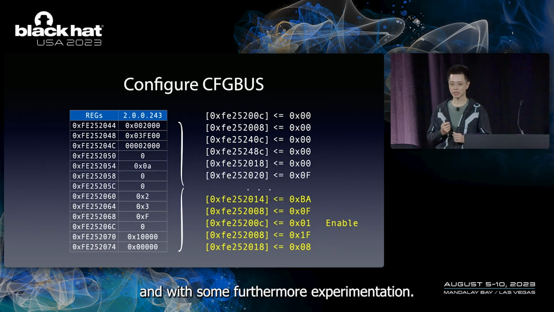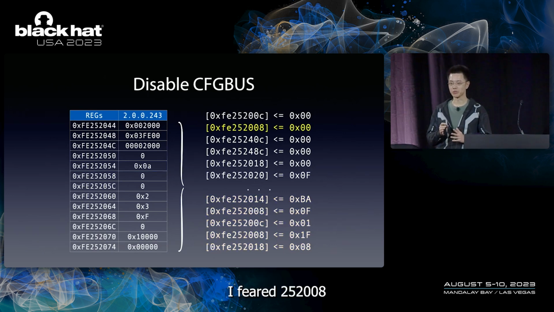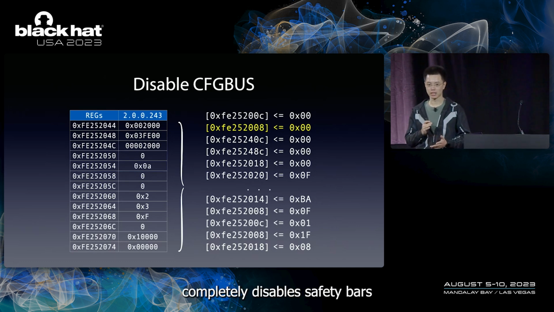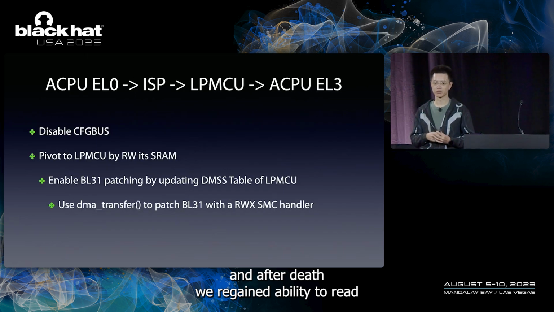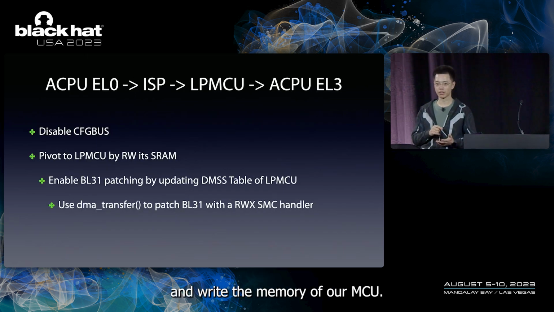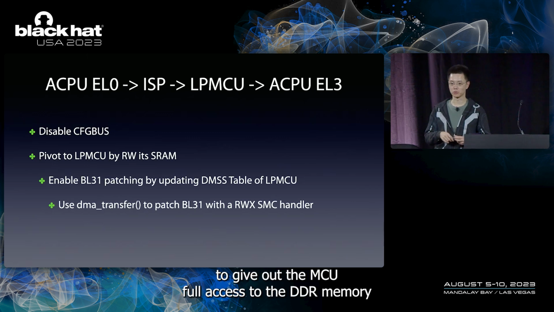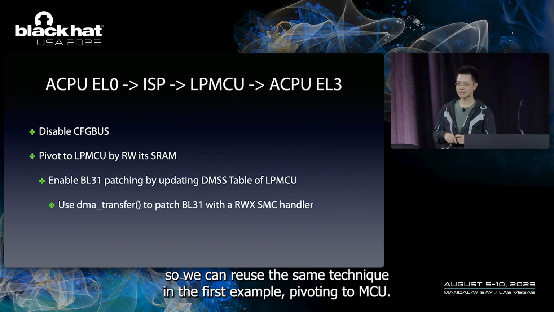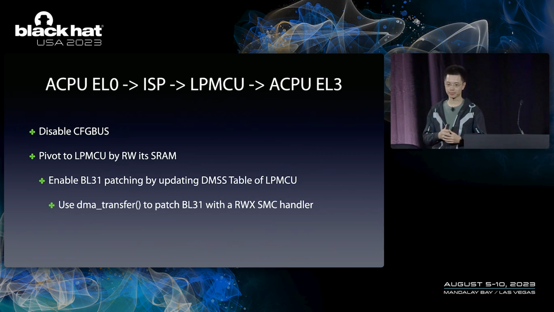And with some further experimentation, I noticed that writing 0 to this particular address, FE252008, completely disables CFG bus. After that, we regain the ability to read and write memory of LPMCU. And also we can modify the DMSS table to give LPMCU full access to the DDR memory. So we can reuse the same technique as in the first example, pivoting to LPMCU and then patching BL31 running on the ACPU side.